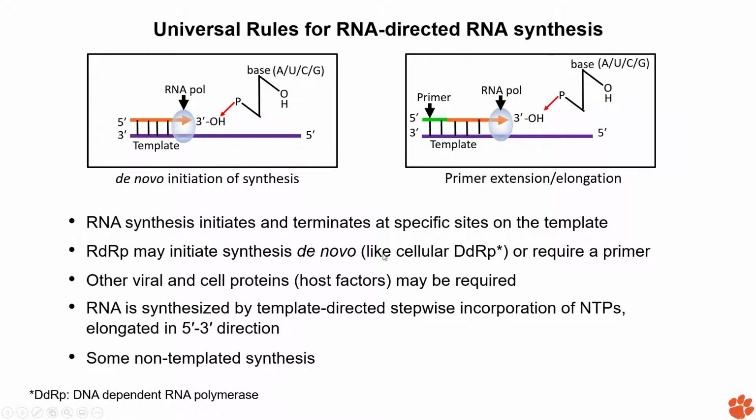These are the RNA polymerases. There are many of them: RNA polymerase 1, 2, 3. They make the ribosomal RNA, the messenger RNA, and the tRNAs. These are all DNA-dependent RNA polymerases. They can start the synthesis de novo, or they may require a primer.